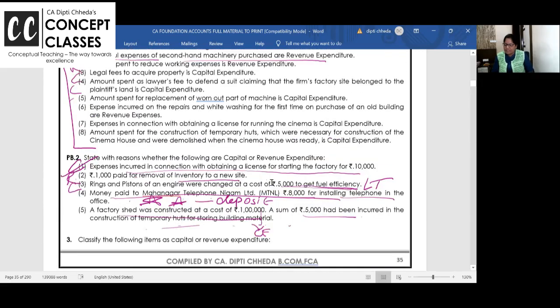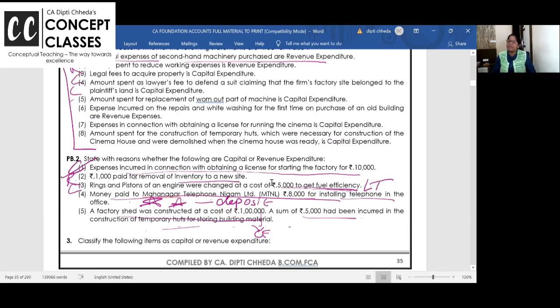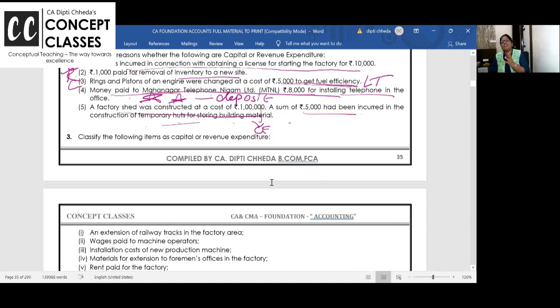This question we have seen yesterday also. If you put up a temporary shed in the factory, and afterwards, once the building is ready, the temporary shed is demolished, that expenditure is going to be helpful for the lifetime of the building. So the fifth answer is capital expenditure.